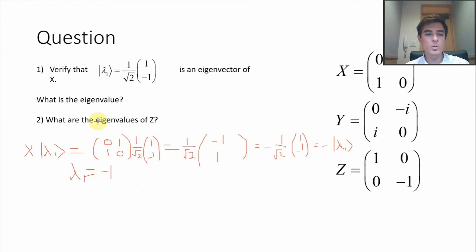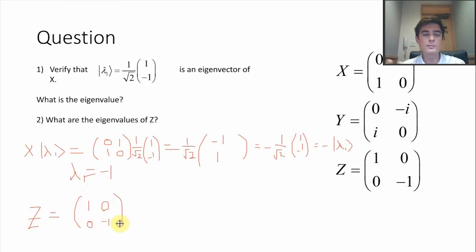Second question, what are the eigenvalues of z? Well, I haven't really told you how to work out the eigenvalues systematically, but this is a particularly simple kind of matrix, so you can just about see it by looking at the matrix. So this is why I didn't give you a systematic way to work it out. This matrix Z is equal to 1, 0, 0, minus 1.